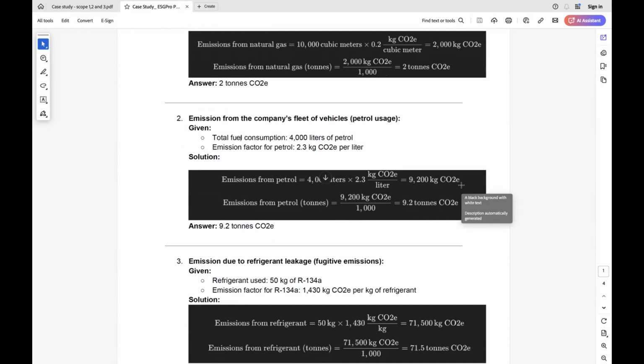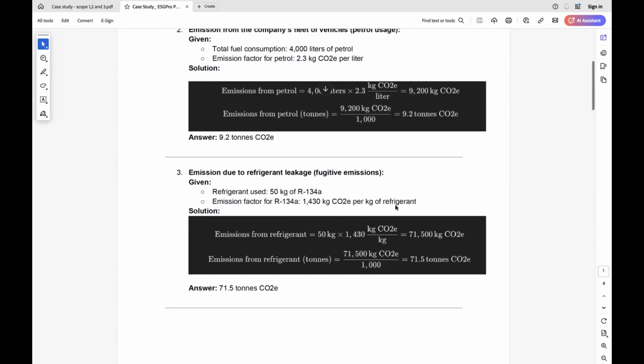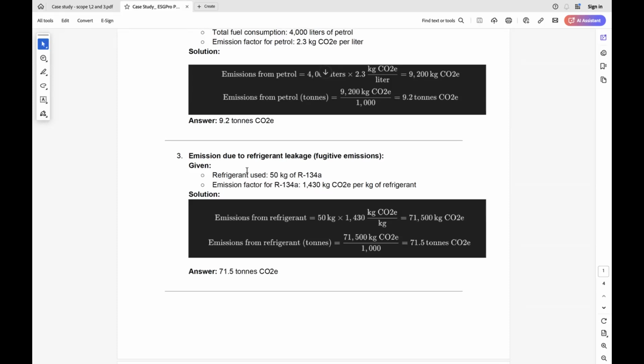Convert that into tons. Again, that's another suggestion. Then comes emission due to refrigerant. 50 kgs, we already have that number, and it's a direct number coming from the fire extinguisher, a commonly used fire extinguisher. So we multiply that with the emission factor. You see, the emission factor is really large here. That's why the number came very big.